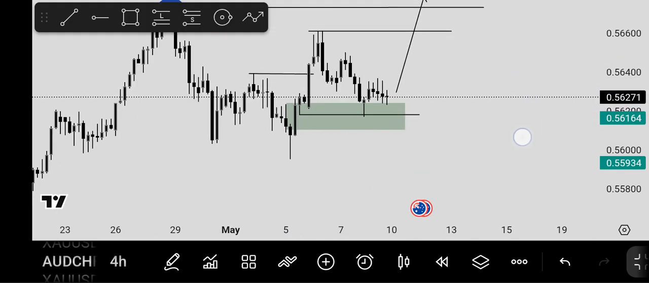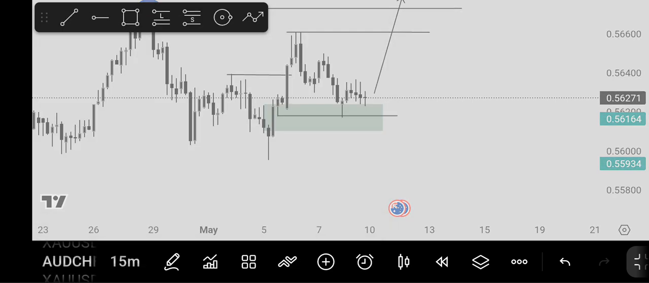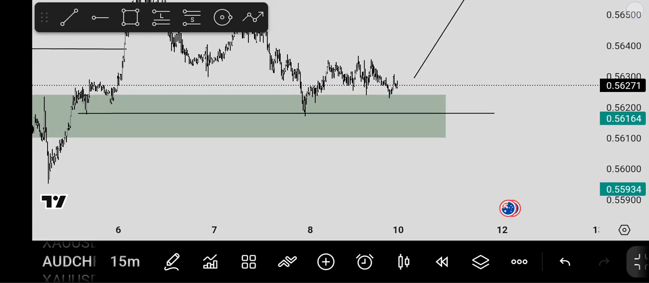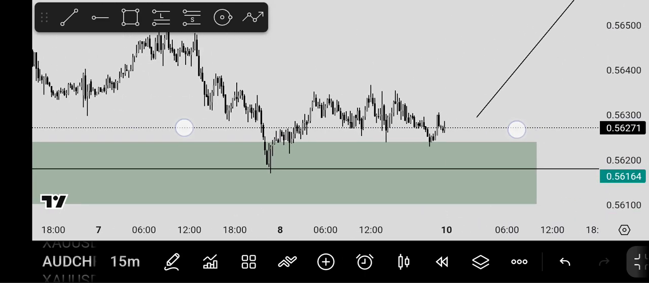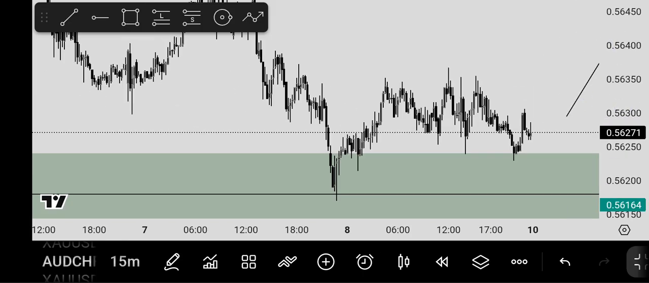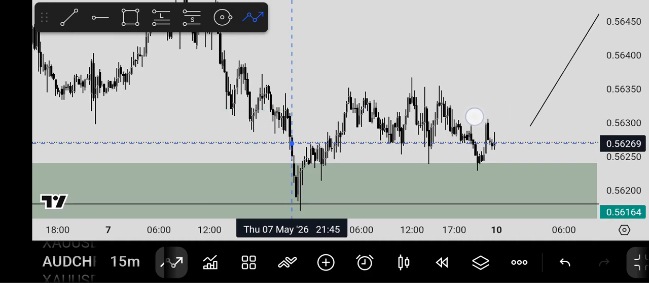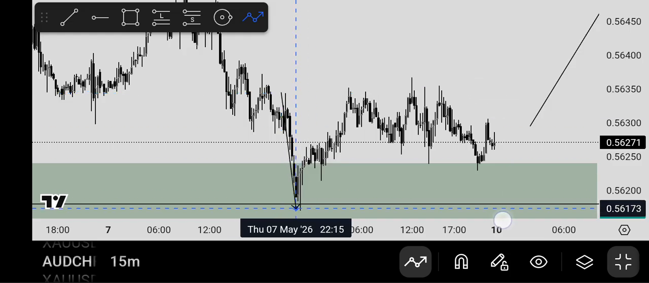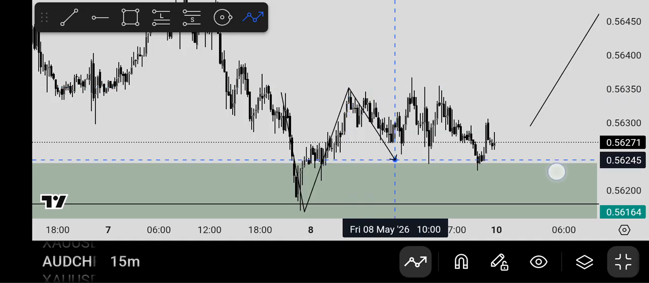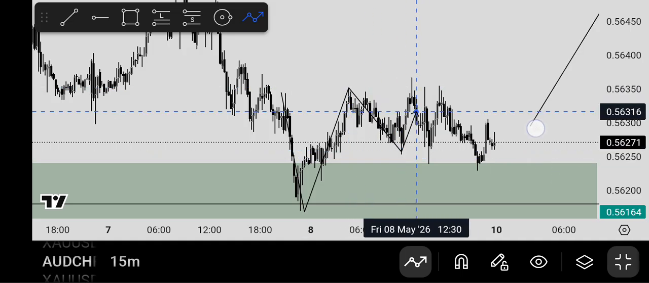So let's go to the 15 minutes, because on the 15 minutes, that's where we want to see that shift in structure to the upside. So in 15 minutes, we have low, low, low, low, low, low. Then we had this, this is just the last high low, and then we had this. Okay, and then we had this, and then we had this.